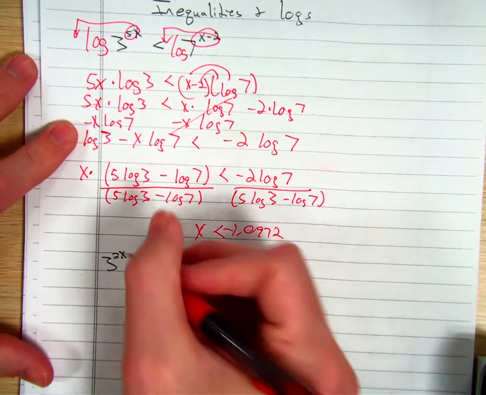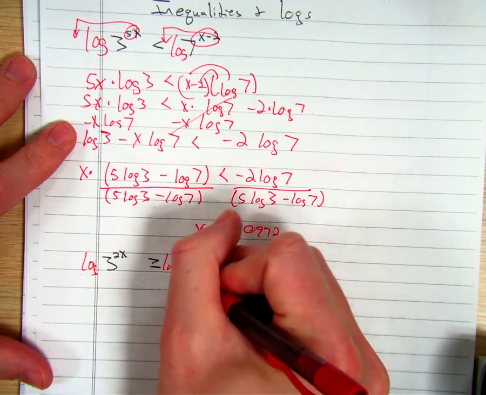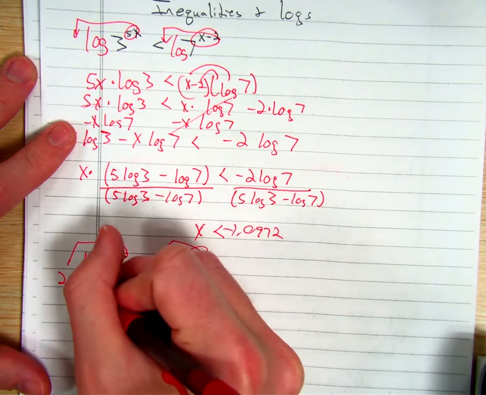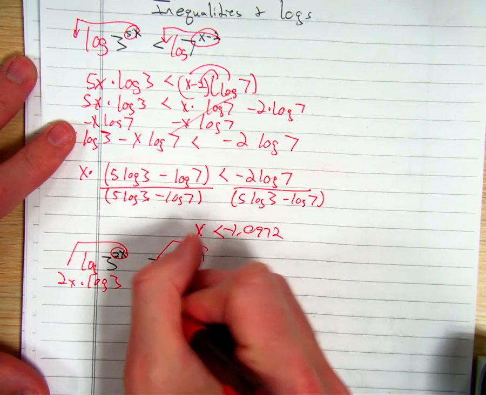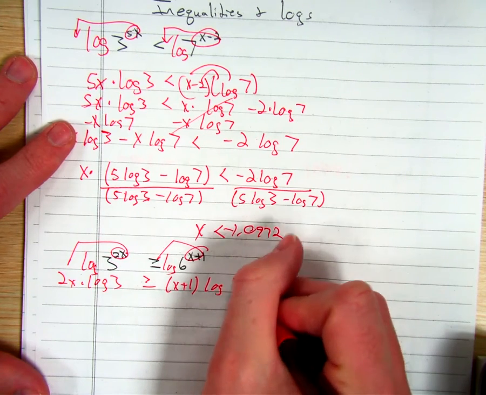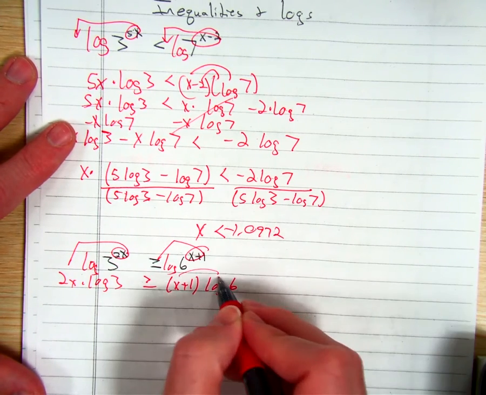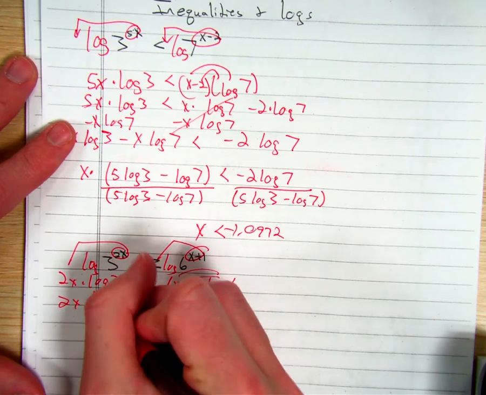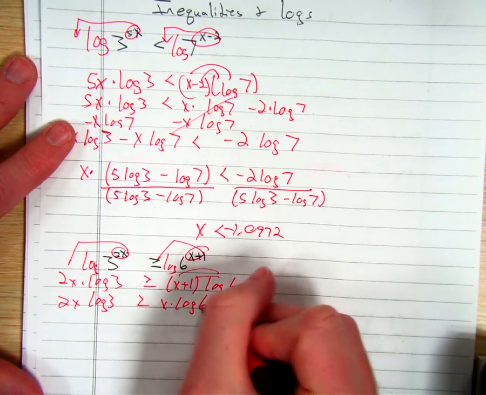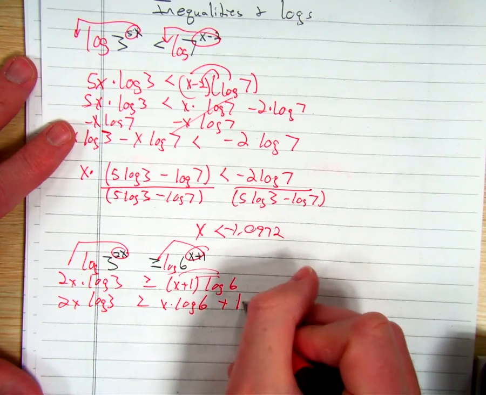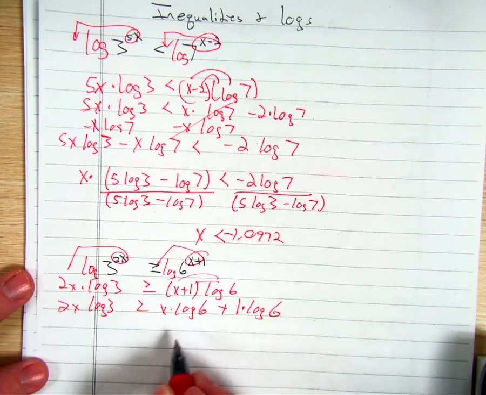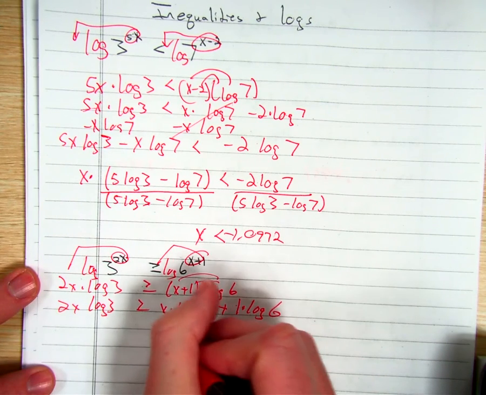Okay, step 1, we're going to do log of both sides and bring those down in front. So we have 2x times log of 3 greater than or equal to x plus 1 log of 6. Okay, then we distribute. So we have x times log of 6 plus 1 times log of 6, which is just log of 6. Okay, next, everything with an x over on the same side.